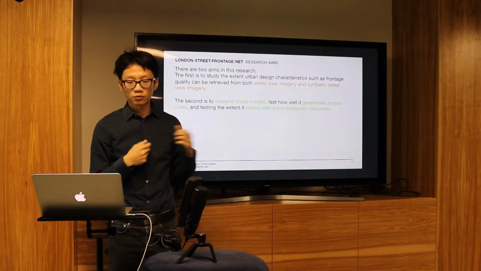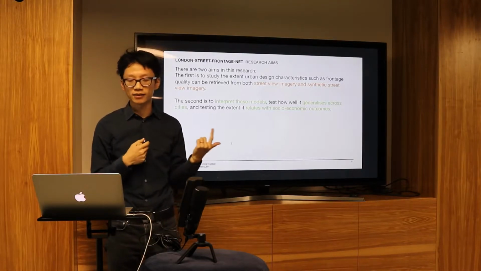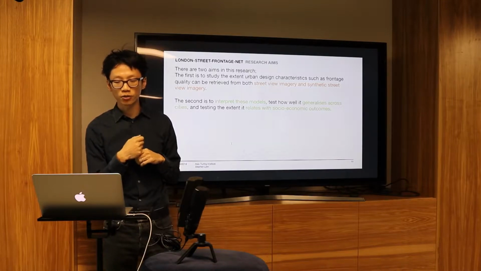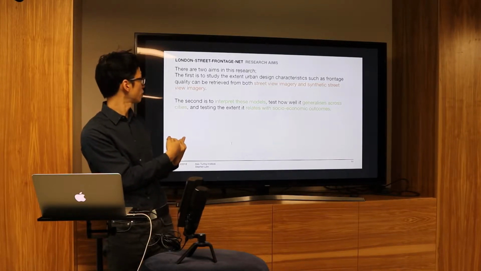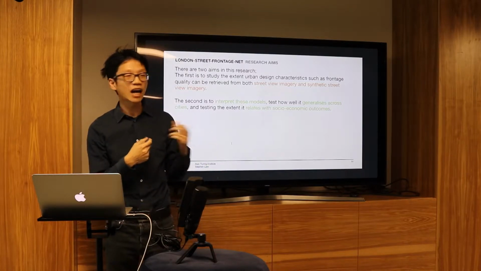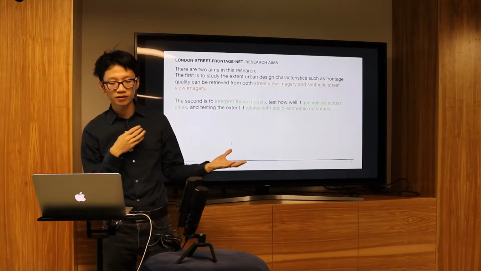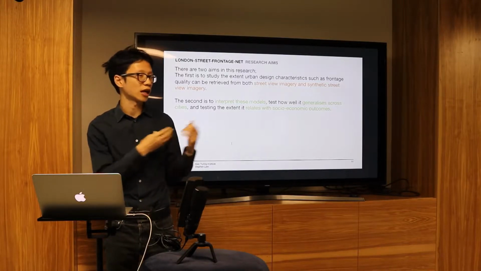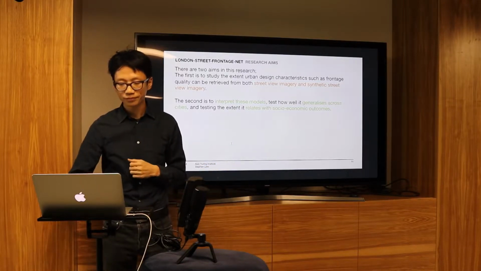There are two aims in this research. The first is to study the extent to which urban design characteristics such as frontage quality can be retrieved from both street imagery and synthetic street image data. The second is to interpret these models, test how well they generalize across geographies, and test the extent to which they relate with socioeconomic indicators such as house price or well-being.